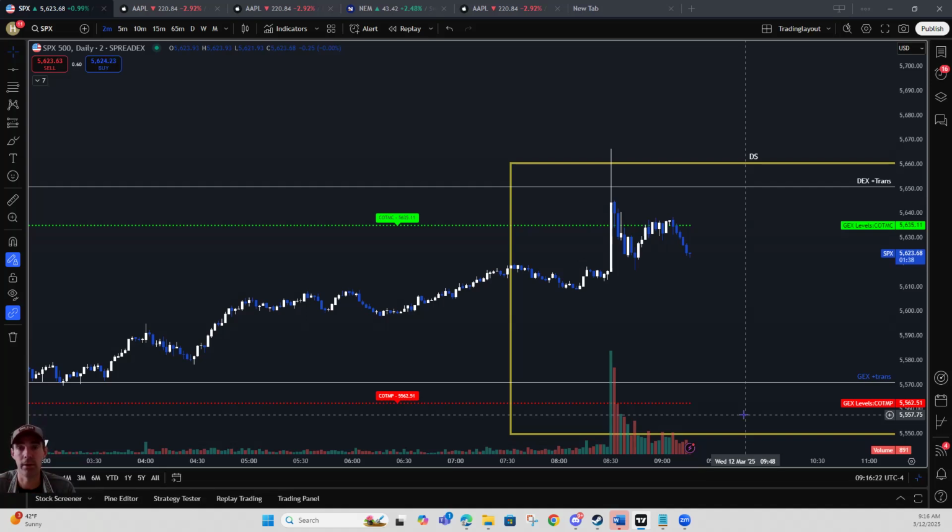As we saw yesterday, we had that game plan laid out. If we were above a certain level, we were able to go long. Below a certain level, able to go short on a rejection. And that provided us a very nice trade yesterday. So all in all, succinctly, still very put dominated.